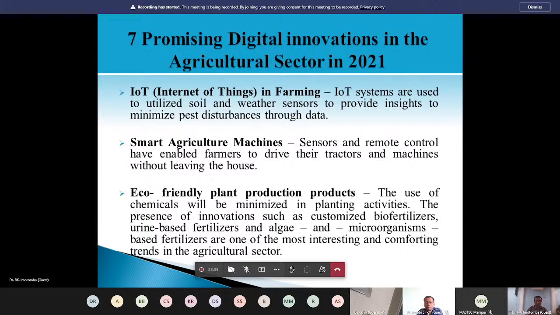Then smart agriculture machines. They can be used in harvesting crops, transplanting, then the estimation of quality of the fruits, vegetables, and so on. Then the production of eco-friendly plant products, likewise. So these digital innovations play an important role in the agricultural sector nowadays.